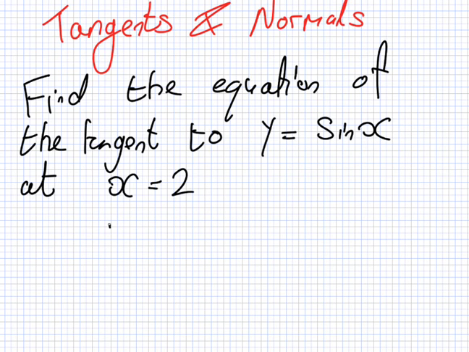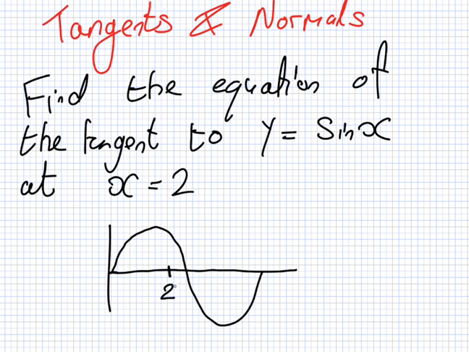Okay, so just a very quick sketch here. Here is sine x, and then here is x equals 2, and what we're trying to do is get the equation of the tangent line at x equals 2. So, what is the equation of a line? Well, that's just y equals mx plus c. Yes, b if you're American.